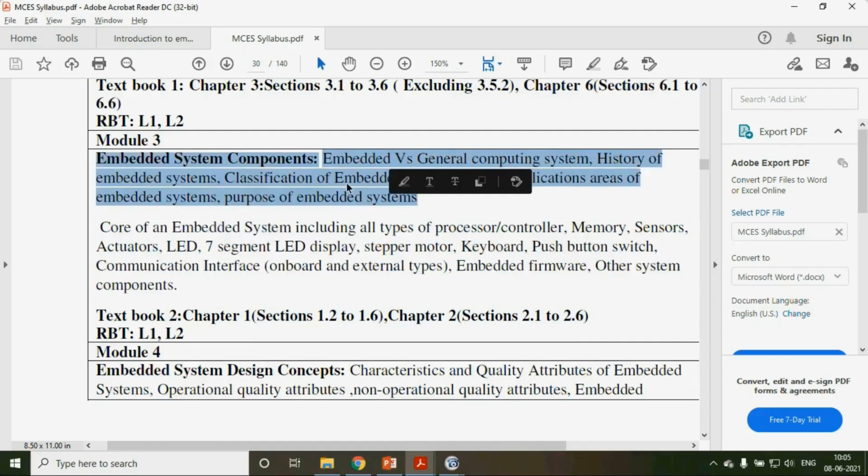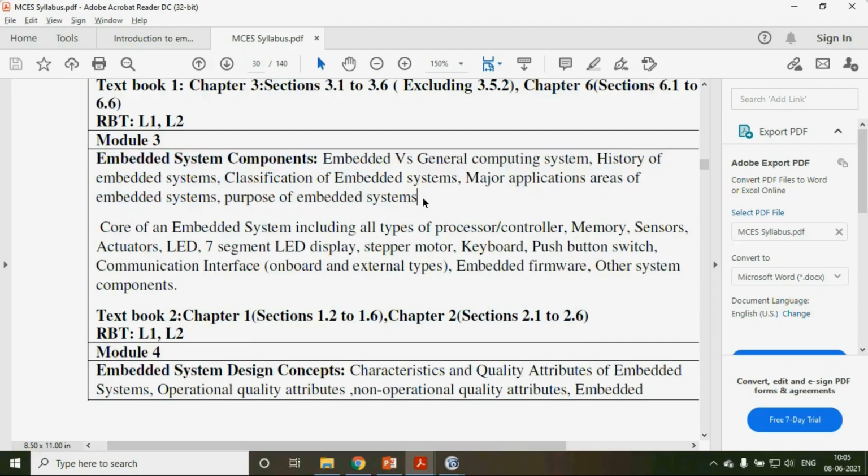We finished the first chapter, sorry, I completed the first chapter yesterday. Why? Because it's completely theory and the basics you already know, right? What is an embedded system and how it is different from a general computing system, your desktop or laptop. Then the history of embedded systems is completely theory.